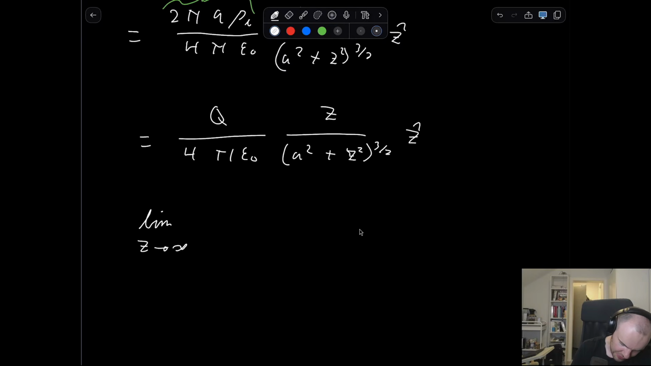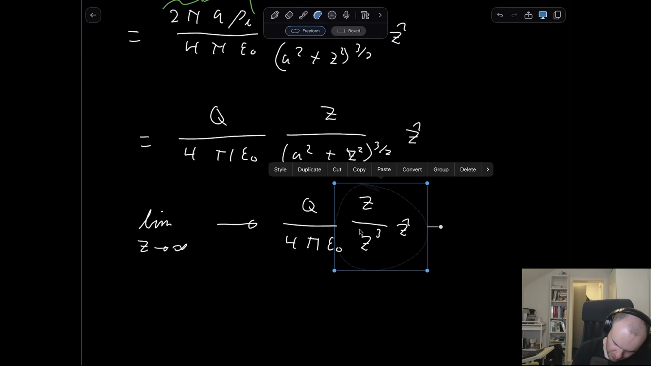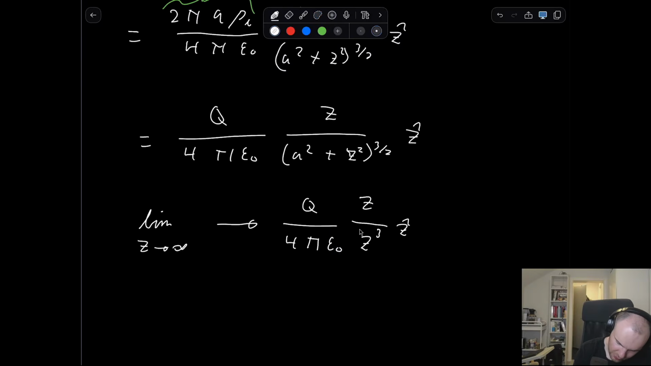we put z to infinity, what would happen then? Then, of course, what we would get is q over 4 pi epsilon 0. We get z, and we just get z divided by z squared to the 3 over 2, so that's just z cubed, z hat, which is actually, yeah, we can just write it like this, z hat. Perfect. And this is, of course, exactly what we would expect, right?